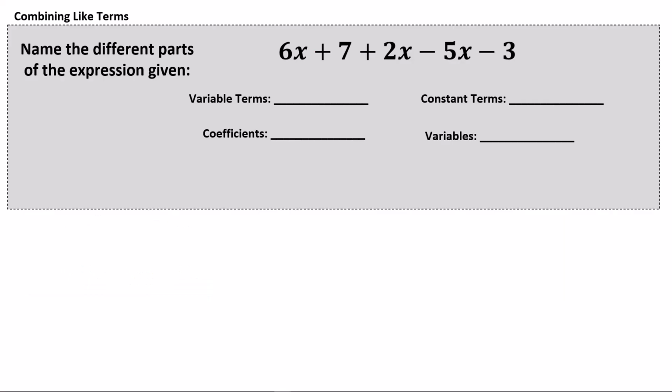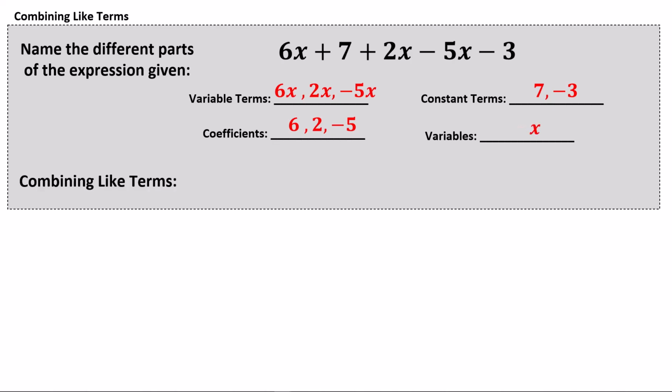Before we go on, we need to look at the different parts of the expression given. What do we call these things? Variable terms in this case are 6x, 2x, and negative 5x. Those are the terms that contain variables. Coefficients are the numbers that are in front of the variables, 6, 2, and negative 5 in this case. We have two constant terms, and a constant term simply means there is no variable. It is simply a value. 7 and negative 3 are the two constants here. And the only variable that we have is x.